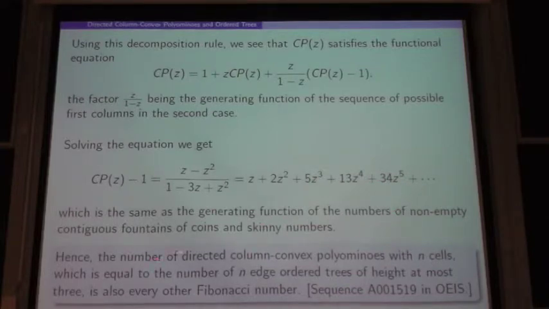And now the conclusion is that the number of directed column convex polyominoes with n cells, which is equal to the number of n-edge order trees of height at most 3, is also enumerated by every other Fibonacci number. And in fact, in OEIS, they put in this particular sequence with all its descriptions and so on and so on. Okay, it's not a new thing.